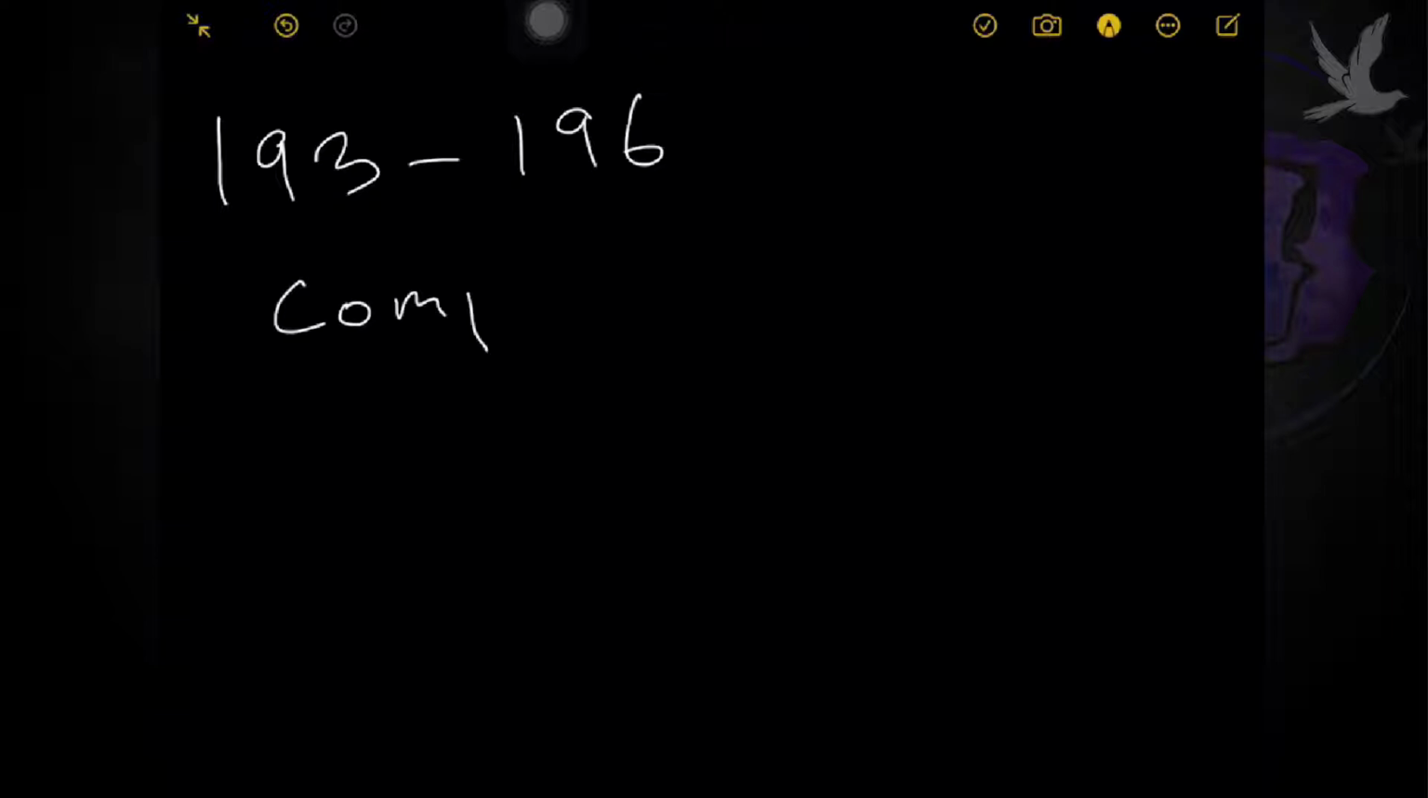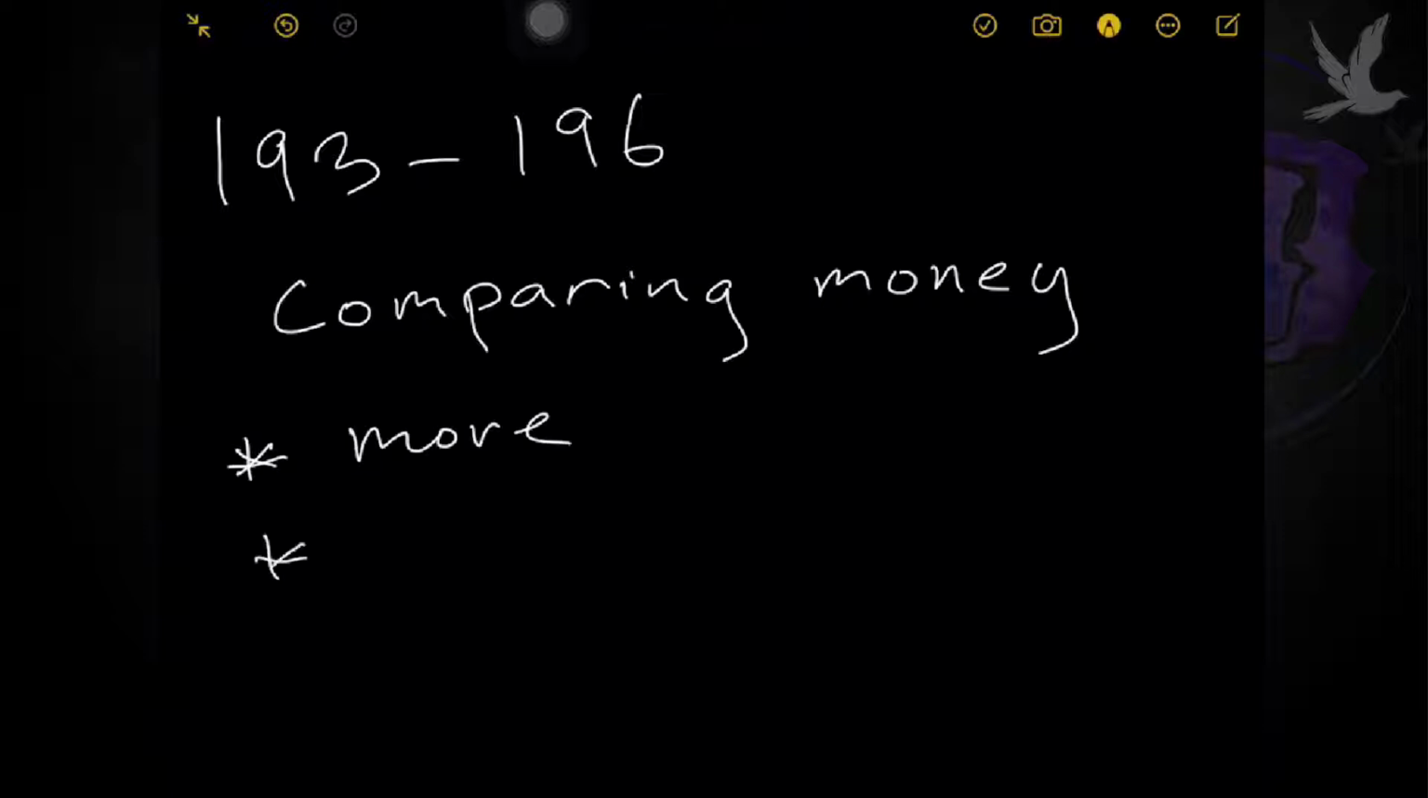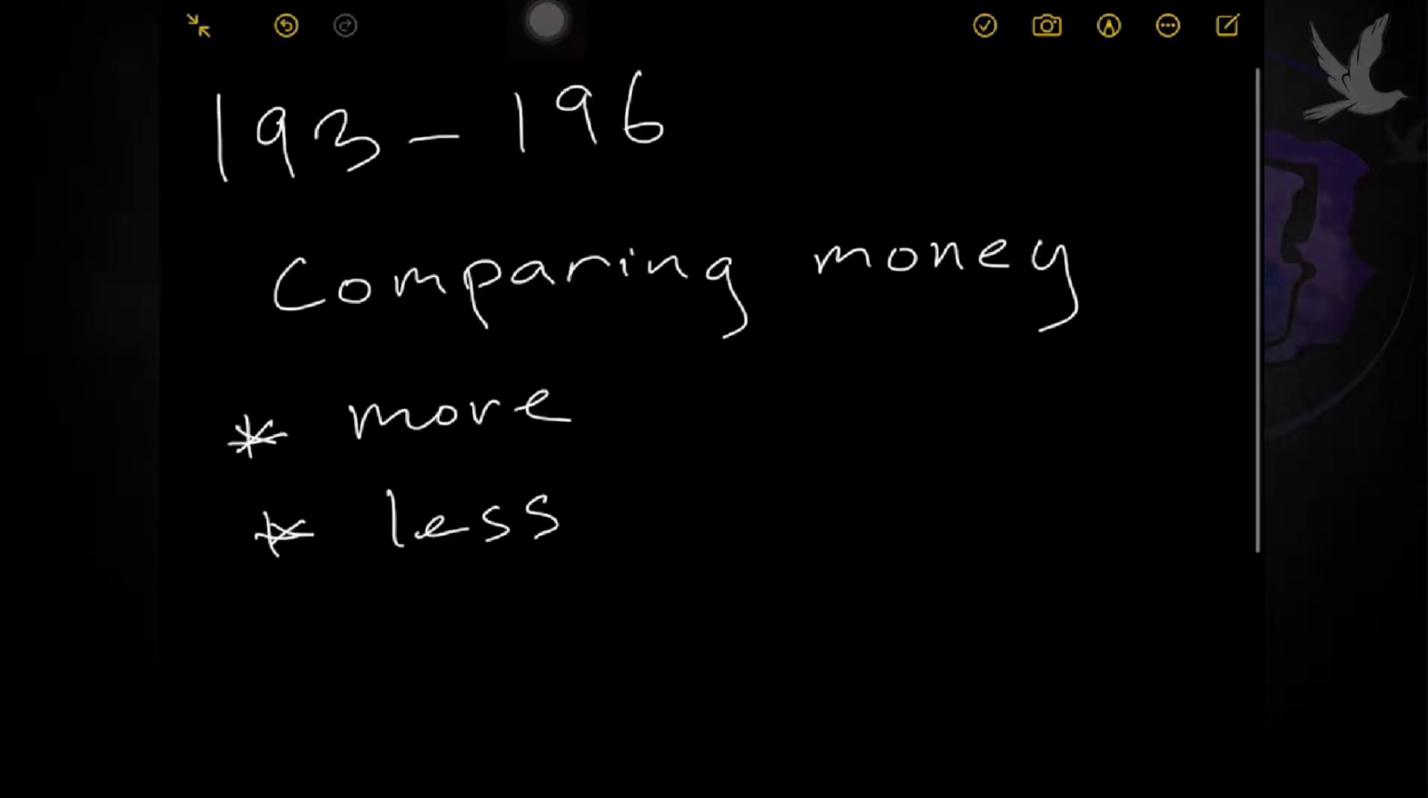Now, for your book activity from pages 193 all the way to page 196, you will be comparing money. When you say compare, there are clue words that you need to be familiar with, such as more and less. Basically, more refers to mas marami, the more that you have. And less basically refers to ng kaonte.